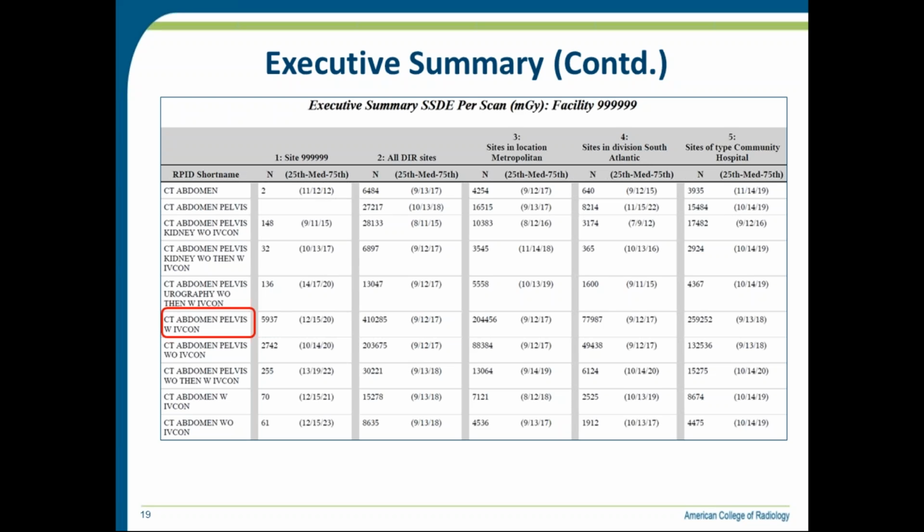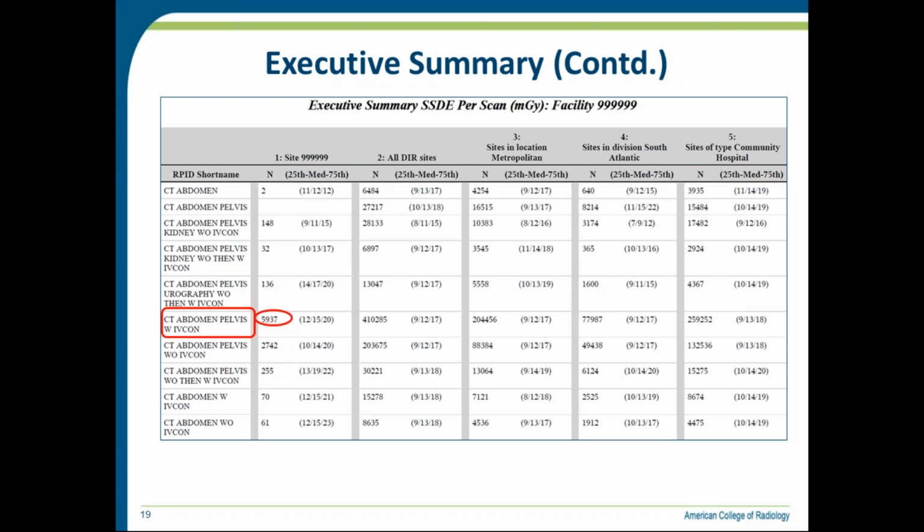On the left-hand side, I have highlighted an exam. It is CT abdomen pelvis with IV contrast. It is a very high volume exam in DIR. You can see these are the Ns, or the number of exams done at either the facility level or registry level or any of these facility characteristics levels. And then 25th, median, and 75th percentile are the numbers that we are going to discuss. These are the statistics that we are going to discuss, and we will use these terms throughout our webinar.